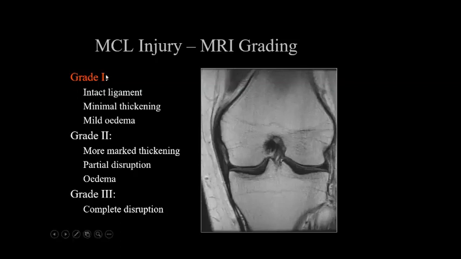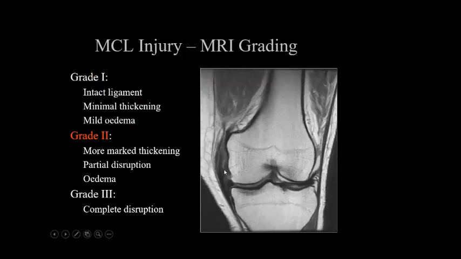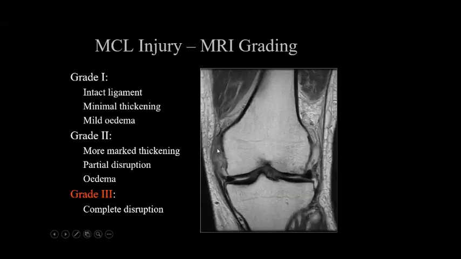The MRI grading system is also 3 levels. Grade 1 when there is signal change but no disruption of the MCL. Grade 2 when there is partial disruption of the MCL, and grade 3 when there is complete disruption of the MCL. So this is the MRI grading system for the MCL injuries.